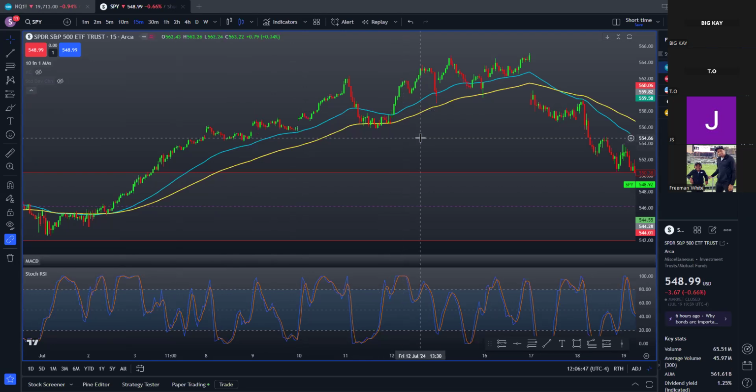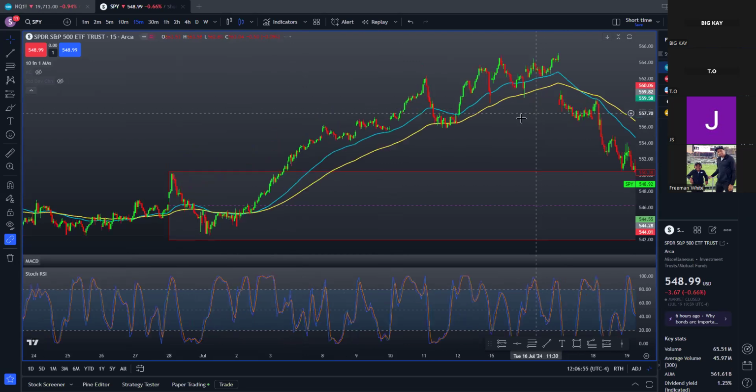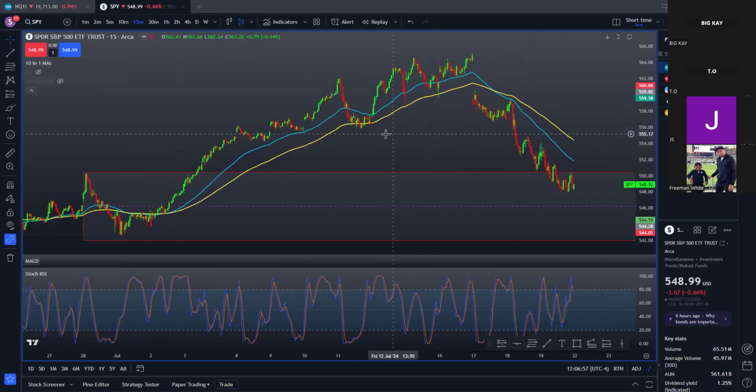Is it coming back to the line? And that was one of those things. I think he got out when the 50 crossed back over the 100. When it crosses back over? Okay. Right. But your stops and take profits and stuff, I like to make that more personal for everybody. Do your thing.